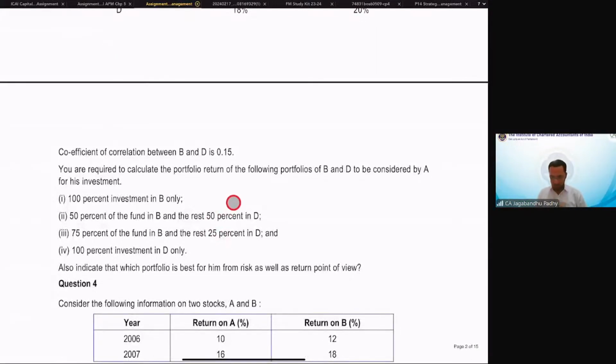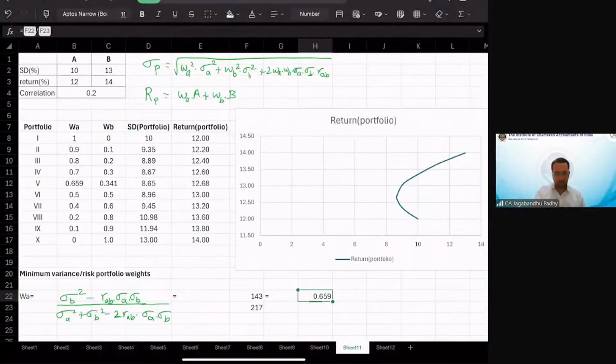You are required to calculate the portfolio return of the following portfolios of B and D to be considered by A for his investment. First, 100% investment in B only. Second is 50% of the fund in B and the rest 50% in D. 75% in B, rest 25% in D, and 100% investment in D only. Also indicate which portfolio is best for him from risk as well as return point of view. So this is similar to what we had, this sort of setup, right?